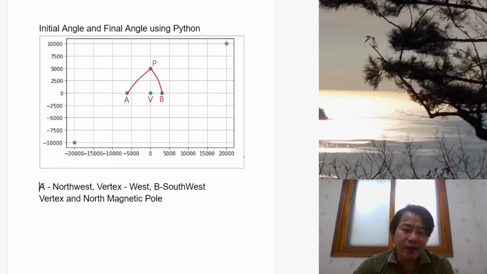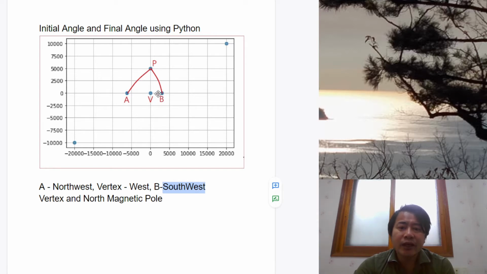So, when we start from A to B, that is the northwest direction. And also when we pass the vertex and the center of the great circle, it means this is 90 degrees. So we sail directly to B, and that means we go west 90 degrees. And after the vertex, when we sail to B, that means we go southwest.